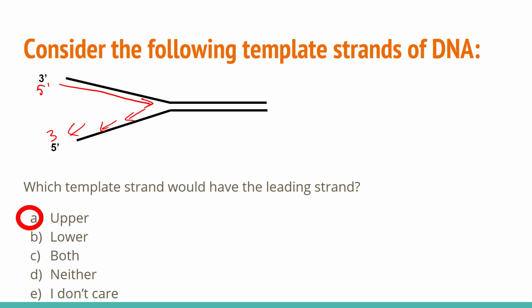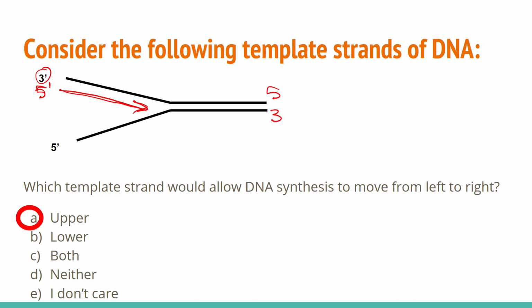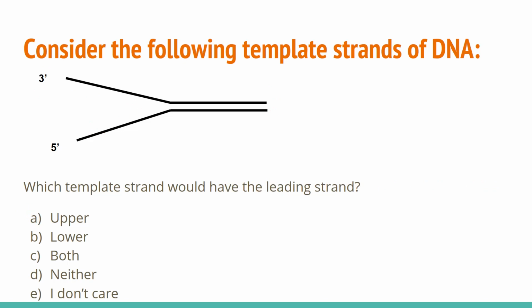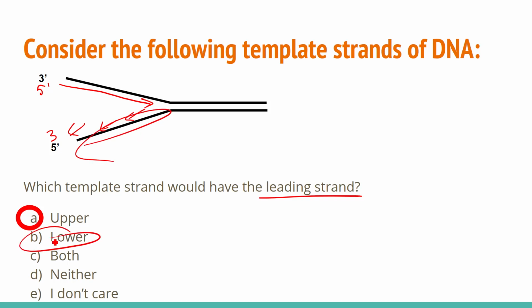So on the previous question, had it asked which would allow DNA synthesis to move right to left, then it would have been the lower strand, right? Because now we're going right to left. Or if it had asked which one's the lagging strand, then it would have been the lower strand, right? So he can phrase it however he wants. He can't trick you as long as you just find which one's 5', which one's 3', right? So just always go, well, if that's 3', that's 5', and if that's 5', that's 3'. So which way am I going? And done, right? Does everybody see that?